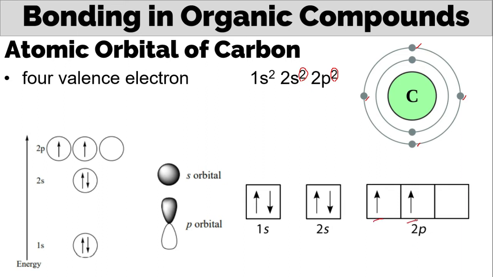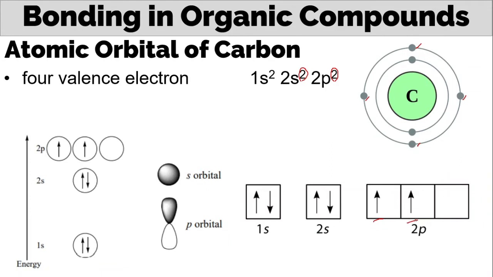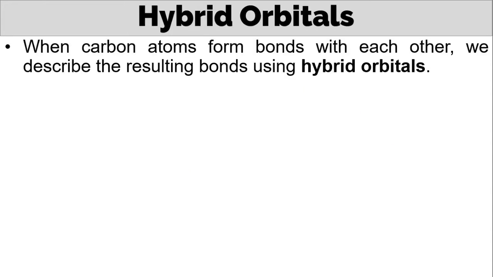So how can carbon have four bonds and follow the octet rule? Basically, it satisfies the octet rule in compounds by sharing electrons. These are the orbitals that exist on atomic carbon. Take note that they are not connected. So what happens when it bonds? When carbon atoms form bonds with each other, we describe the resulting bonds using hybrid orbitals. Hybrid orbitals are formed by hybridizing the carbon's atomic orbitals in a process called hybridization. Hybridization is just a fancy term for mixing.